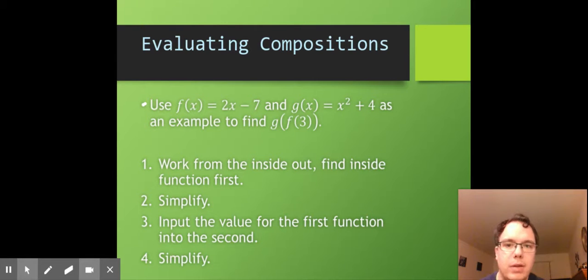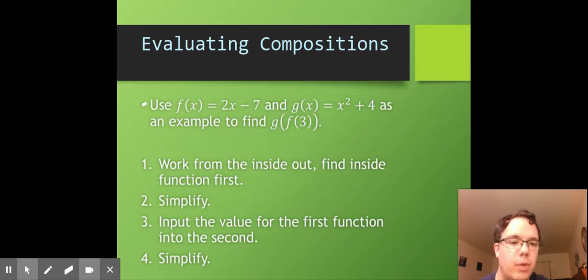All right, so here's what we're going to do to evaluate a composition. You're going to get a list of functions. I believe your homework assignment has 4 functions on it. And then you're going to be given either a number to plug in to a function and then another function, or we're going to just plug a function into a function. So we're going to start with plugging in a number. In this case, we're going to plug in 3 into the f function and then into the g function.